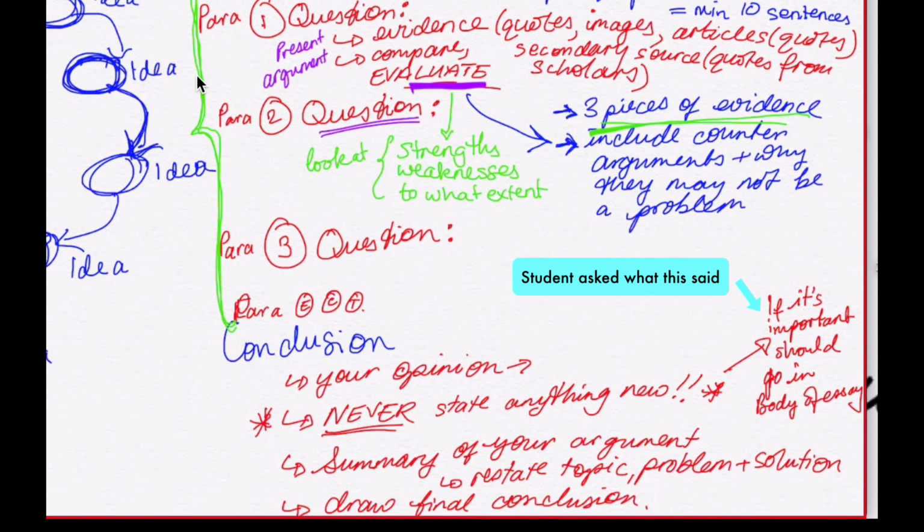Oh, if it's important, it should go in the body of the essay. Yeah, so if it is important, if you come up with a new idea and you want to include it in your conclusion, you need to evaluate whether it's actually important or not. If it is important, move it to the body of your essay. If it's not really that important, you're just throwing it in at the last minute, don't include it, because it will detract from the strength of your essay as a whole.